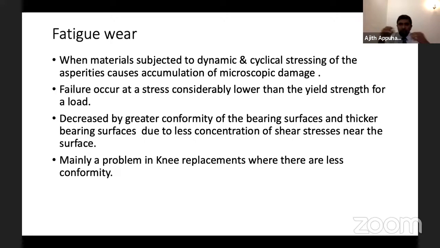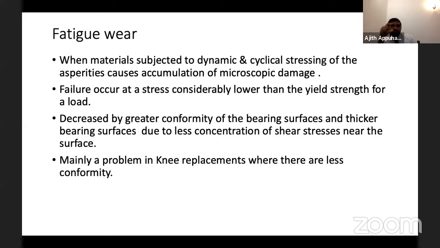For example, that conformity is more in total hip replacement compared to total knee replacement. Bearing surfaces are flat in knee replacement, but bearing surfaces are curved and more conforming in the hip. So fatigue wear is less and fatigue failure is less in total hip replacement.